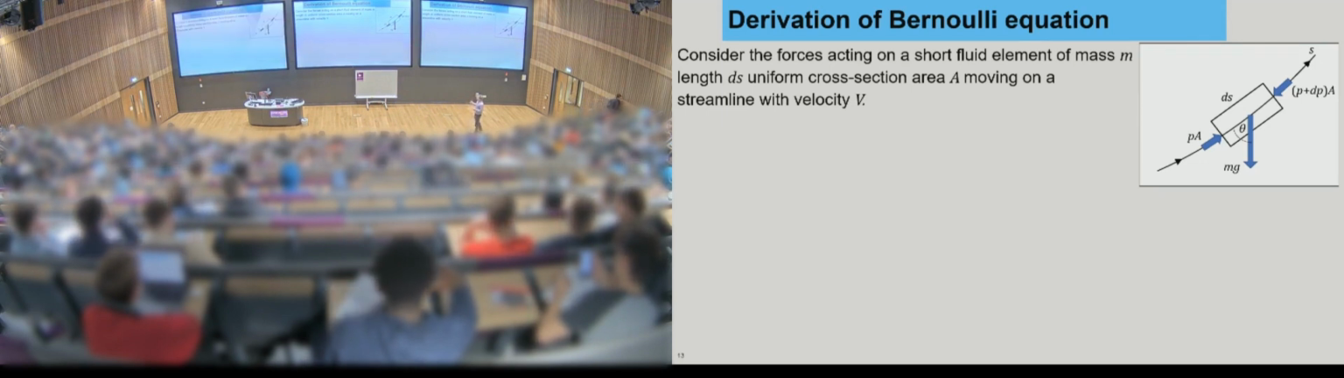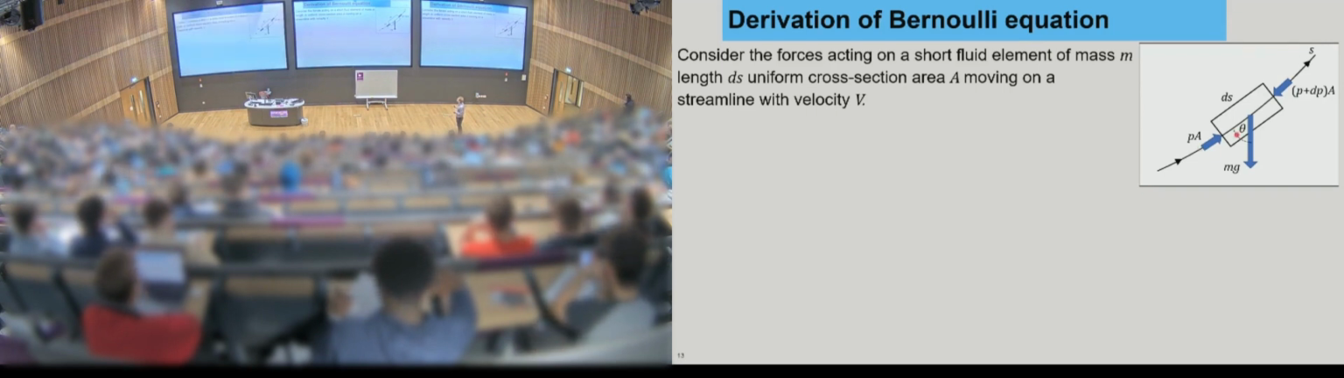So what we're going to do is consider the forces acting on a small fluid element. So here is my fluid element here, and it's moving along this streamline S. It's got a cross-sectional area A, and it's moving with velocity V. And you can see I've got several forces acting on this fluid element.